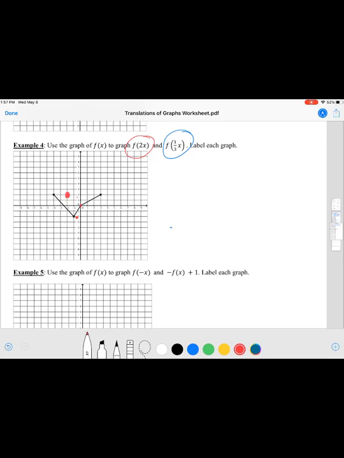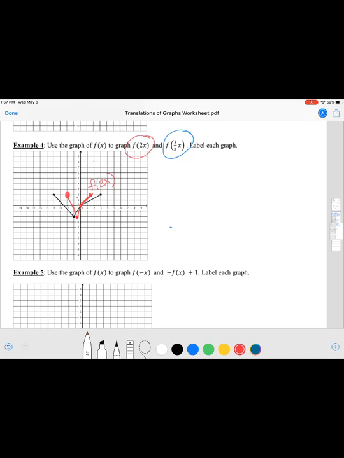This point right here, if I take 0 and cut it in half, it's still 0, so that point stays there. And then this last point, it's at 3 for x, so I want to cut it horizontally in half, which means I want it to now be at 1.5. So here is my final graph. It's squished in there because we cut it in half. But this is my graph of f of 2x.